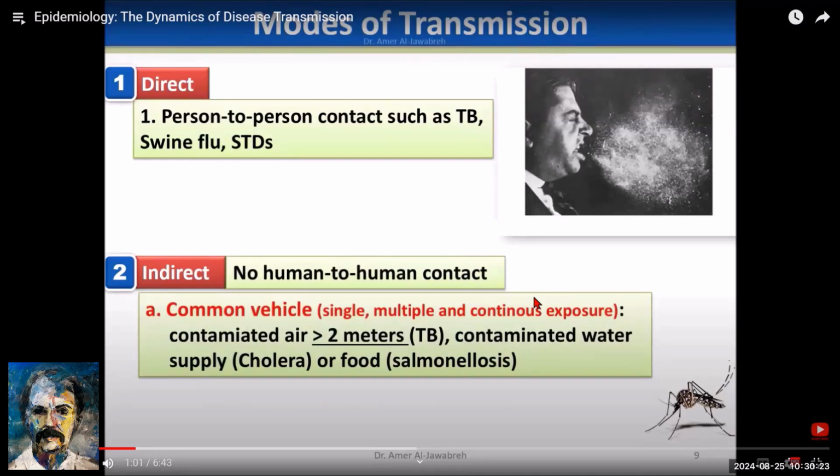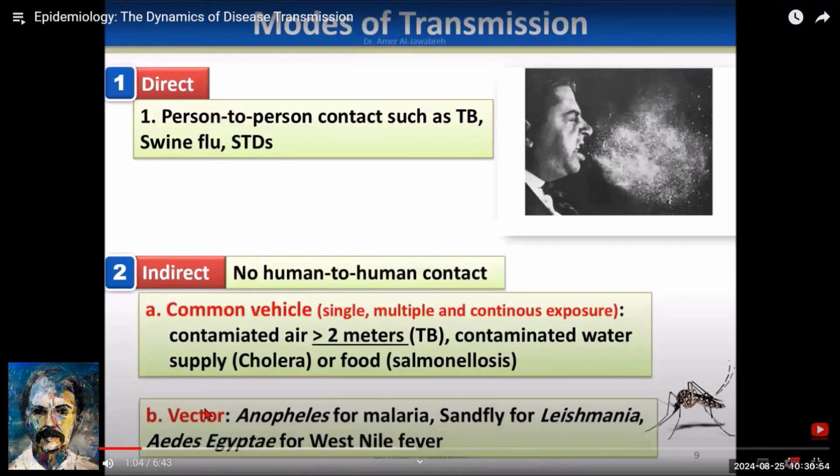Indirect, no human to human contact. Example, common vehicle. You are eating, you are drinking something contaminated, water. Exactly. Salmonellosis and cholera. Okay. And that's one in common. And vector, as we said, vector. We have Anopheles for malaria, tick for Lyme disease, Aedes aegypti for West Nile fever, and many. So it can be indirect vector, and it can be common vehicle like food and water.